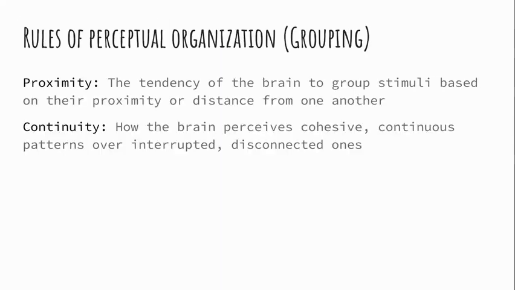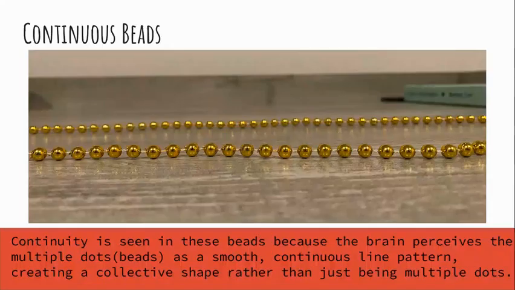Continuity, and this is how the brain perceives cohesive, continuous patterns over interrupted, disconnected ones. And continuity is seen in these beads in the image shown above, because the brain perceives the multiple dots laid out as a smooth, continuous line pattern, which creates a collective shape rather than just being multiple dots laid out in a random pattern. The brain ensures to group these dots together in a way that can be perceived as a line.